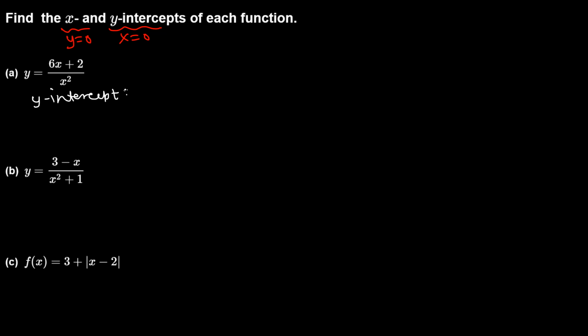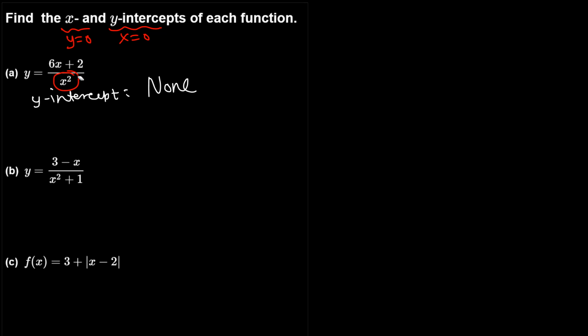We plug in x equals 0. So y equals 6 times 0 plus 2, which is 2, over 0 squared, which is 0, so undefined, because when we plug in x equals 0, that's 0 on the bottom. Something divided by 0 is undefined. That means there are no y-intercepts, so we can answer in this way. So y-intercept, none.